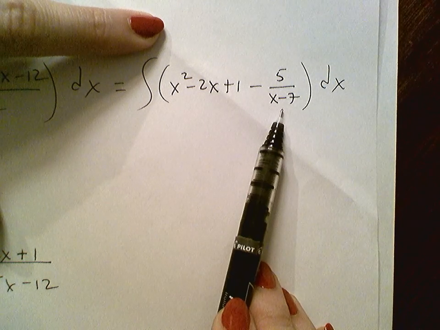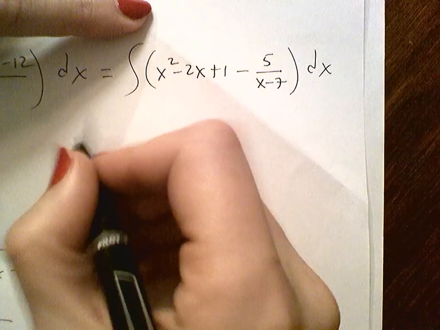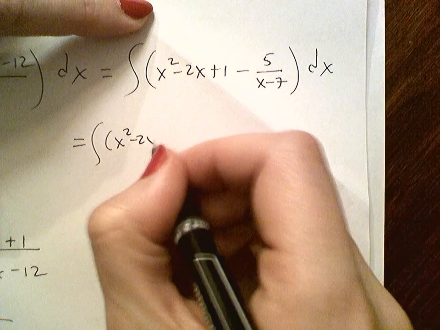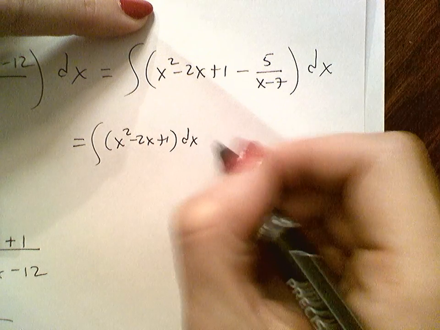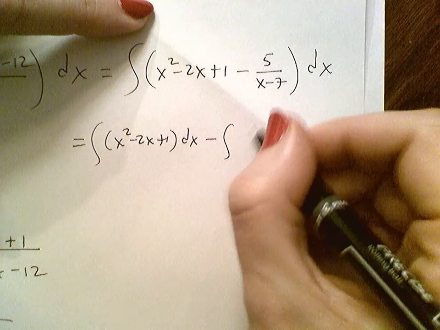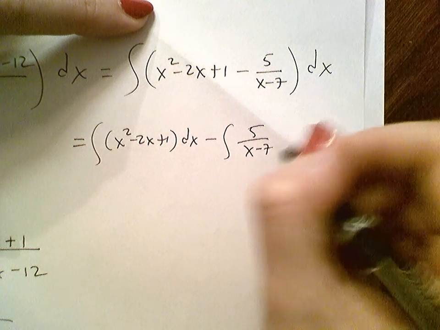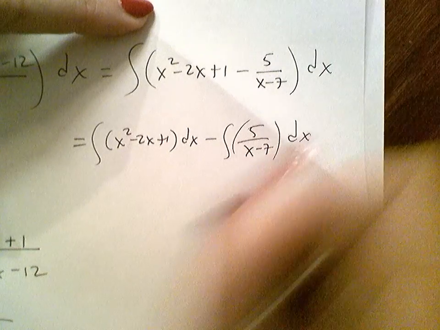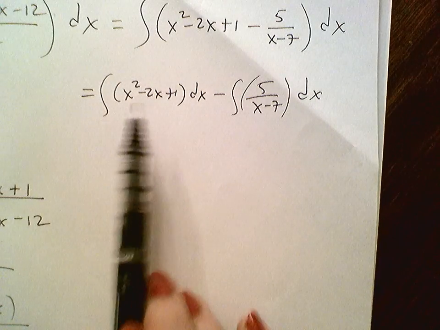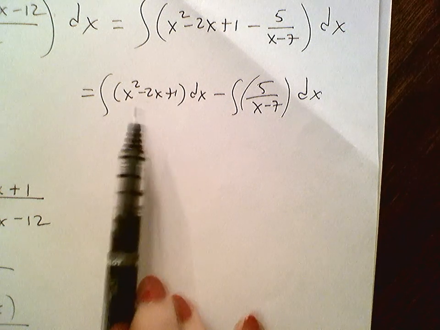This part we're going to have to use something else for. But now I can split up this integral as x squared minus 2x plus 1 dx. And I'll just bring the minus out front. Minus the integral of 5 over x minus 7 dx. Okay. Now, for these are just a simple power rule, so I'll come back to that.